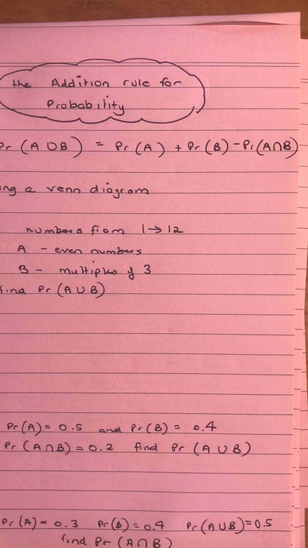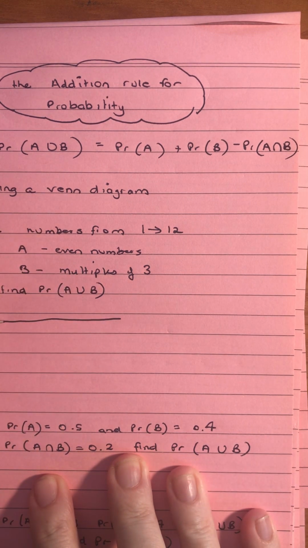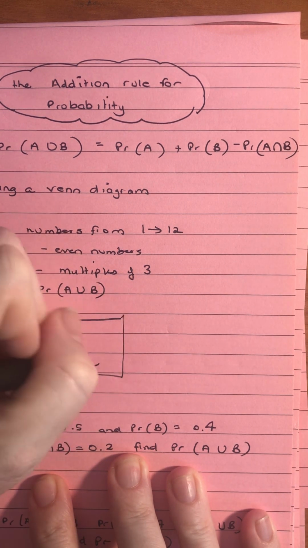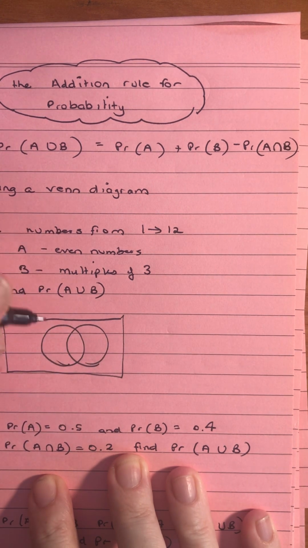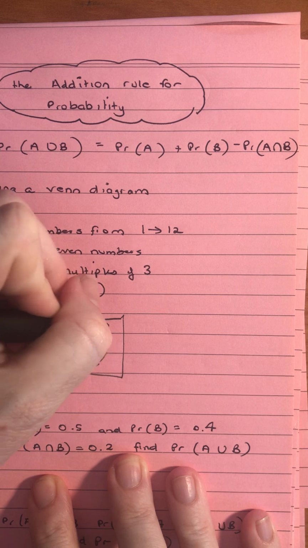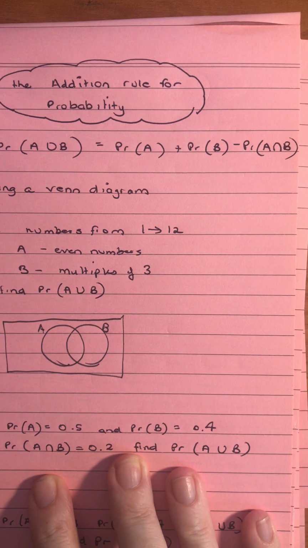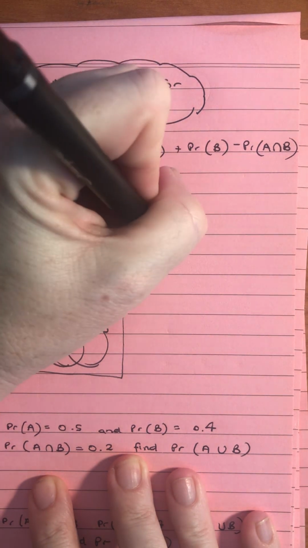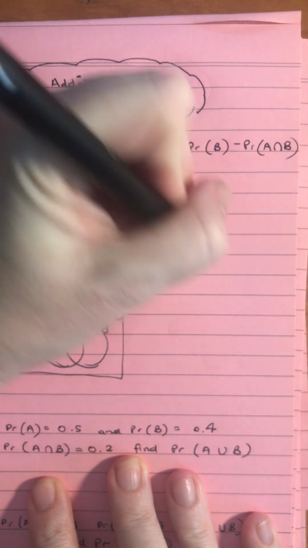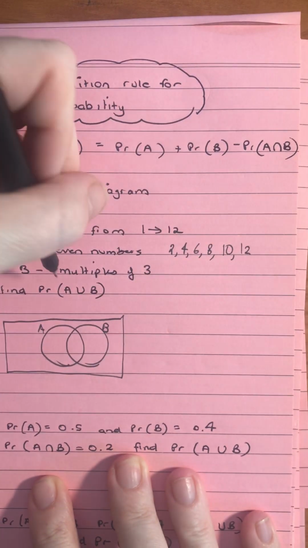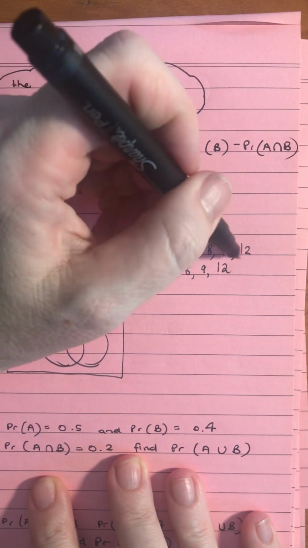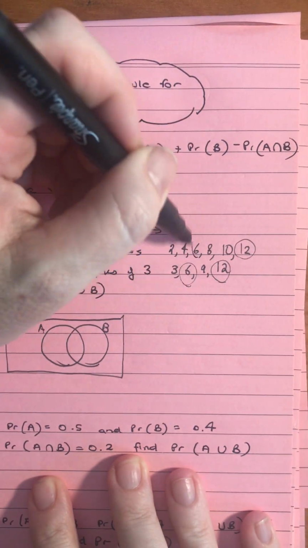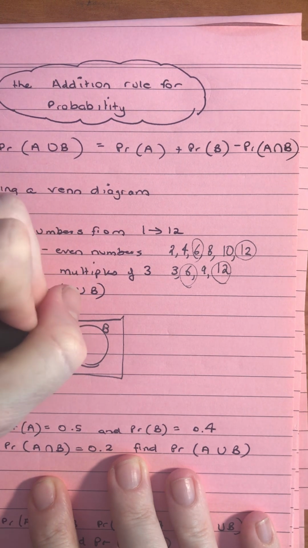So we've got the scenario of the numbers from 1 to 12. We've got the set A is the even numbers. So I'm going to draw up my first one. My even numbers are going to go in A and my multiples of 3 are going to go in B. Now my even numbers are going to be 2, 4, 6, 8, 10, 12. My multiples of 3 are going to be 3, 6, 9, 12. So my overlap is the 12 and the 6. So they will go in the middle.